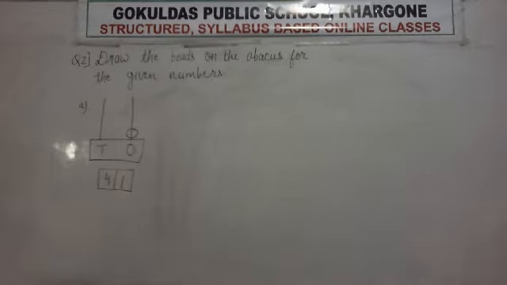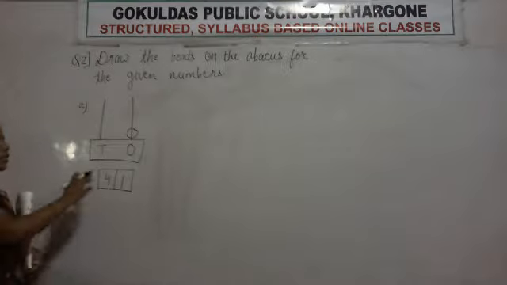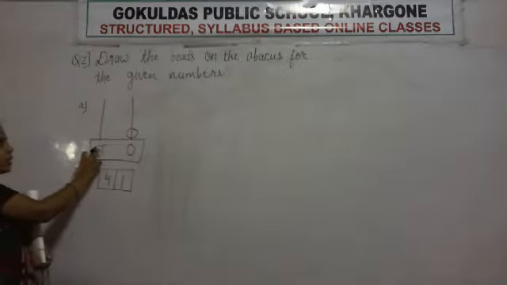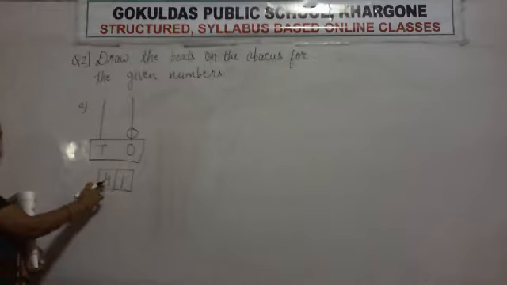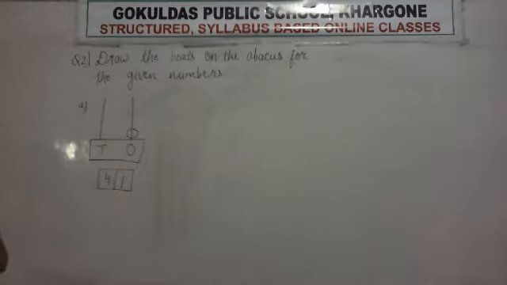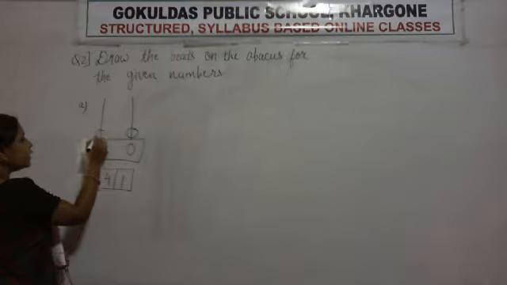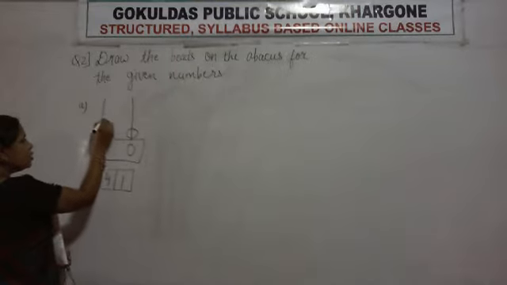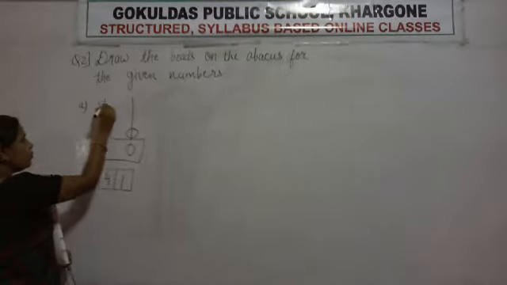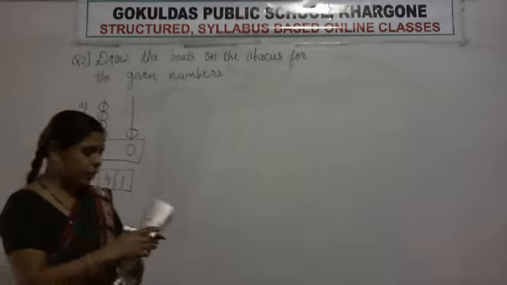Now see, what is the number at tens place? The number at tens place is 4. So how many beads do we have to draw on tens place? 4 beads. So draw 4 beads this side. 1, 2, 3, 4. Copy this question from the board.